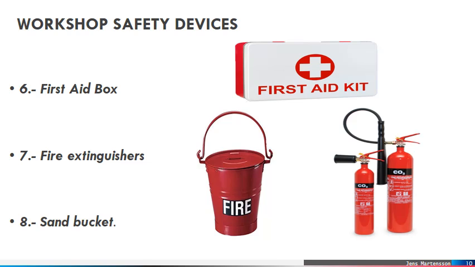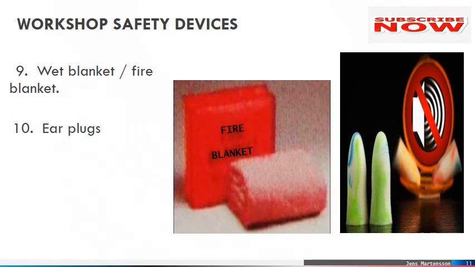slippery floors. 9. Wet blanket or fire blanket. Wet blanket or fire blanket is also used to prevent fire accident from spreading in a particular area. You use the fire blanket to cover the fire and the fire will stop spreading. 10. Earplug. Earplug are used to cover your ears, especially in a very noisy factory or in a very noisy workshop. You can use earplug to protect your ears from excessive noise.